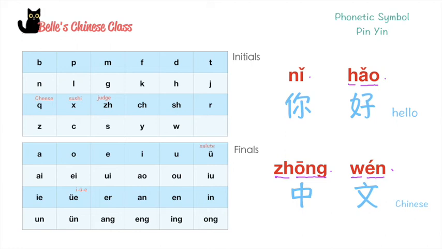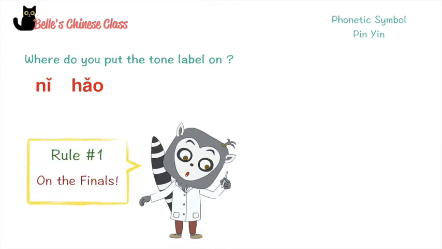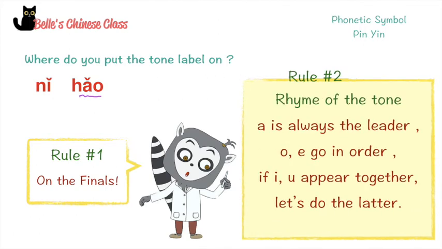Before we wrap it up, you may have another question. Where do you put the tone labels on? Well, the first principle is to label on the finals. But when there are 2 letters in the finals, like this one, what should you do? There comes another rule. And to help you memorize it, I made it a rhyme. Here's the rhyme of where you should put the tone label on.